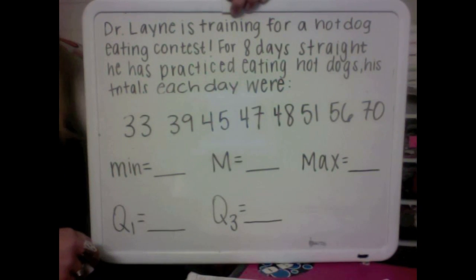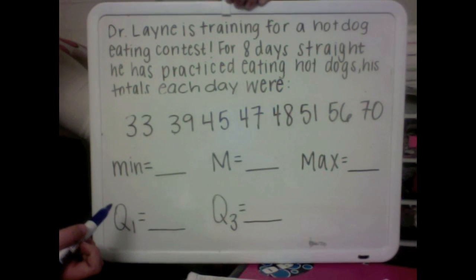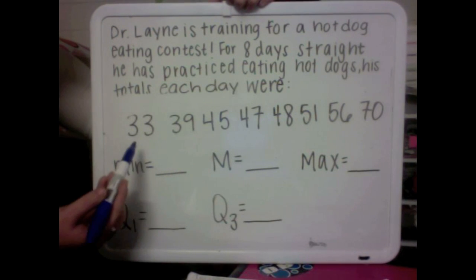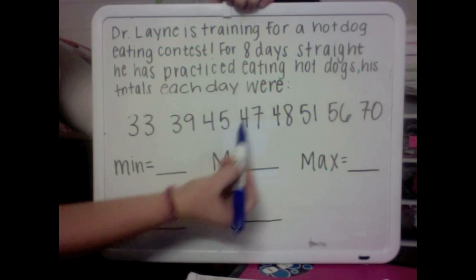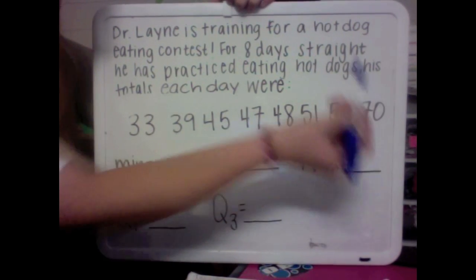We can use the 5-number summary to create a box plot, also known as a box and whisker. For example, Dr. Lane is training for a hot dog eating contest. For 8 days straight, he has practiced eating hot dogs. His totals for each day were 33, 39, 45, 47, 48, 51, 56, and 70.